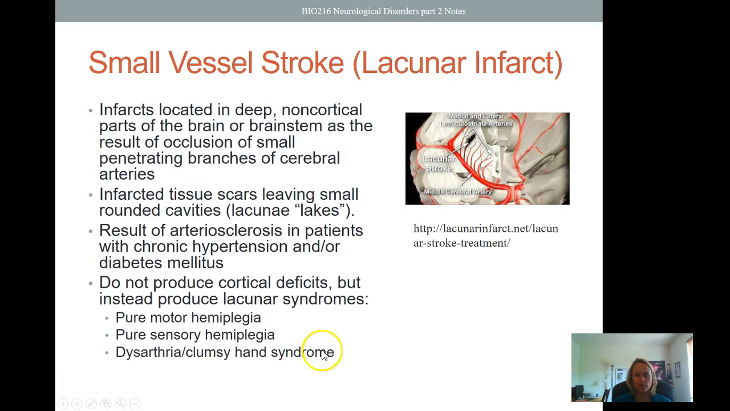Small vessel stroke, also called lacunar infarcts, involves small penetrating branches of cerebral arteries rather than the large cerebral arteries. And this is the result of occlusion of these branches.